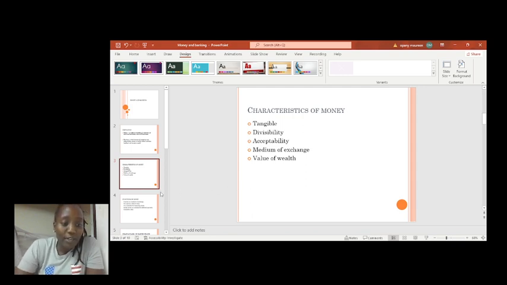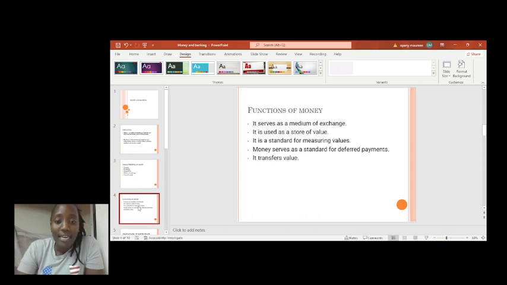And then the next part that we are going to look at is functions of money. And since I believe everybody can see my screen, I would want someone to read for us the functions of money.